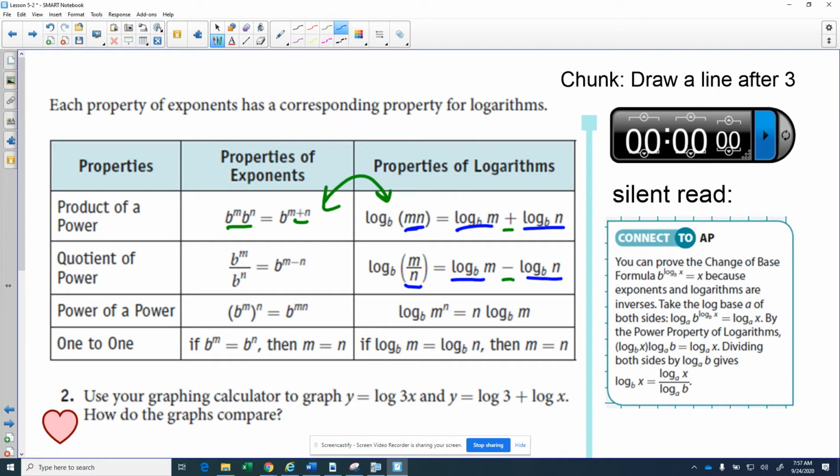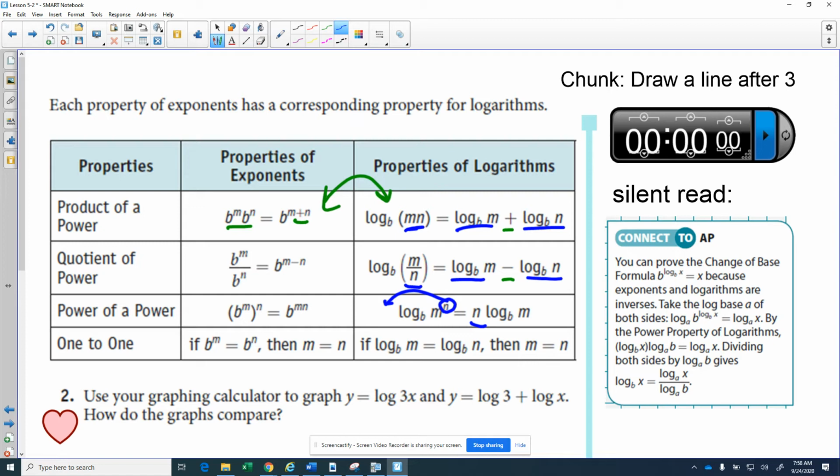And then the last real big one, the one that I think is a property, is anytime you have an exponent, you're going to write it out in front of the log itself, because it is a multiplier of that value.